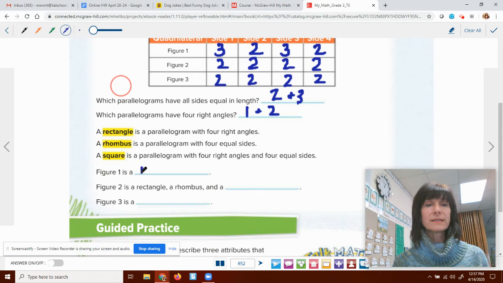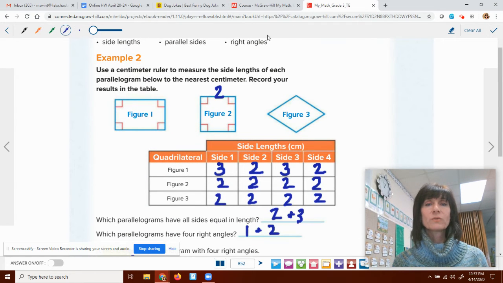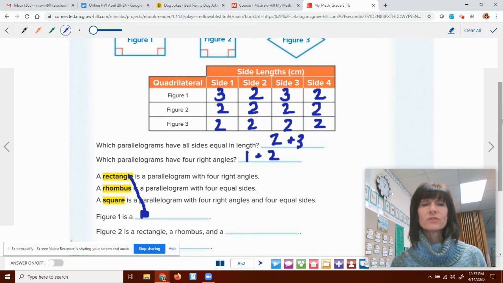So we would write rectangle. I'm going to just put a little arrow and do it this way for now. Figure 2 is a rectangle, a rhombus, and, well, let's look at 2. Figure 2 is also a square. Often a shape can be many other shapes. So we've got a square. It has all the same attributes.